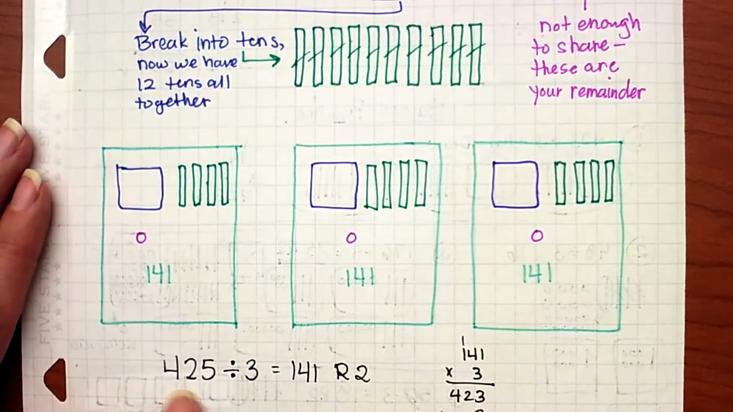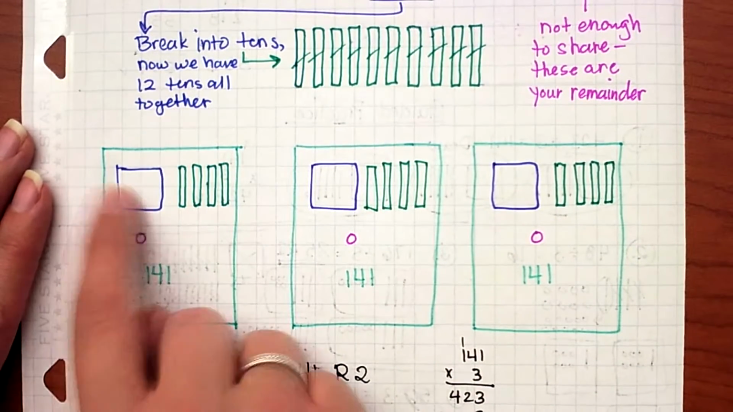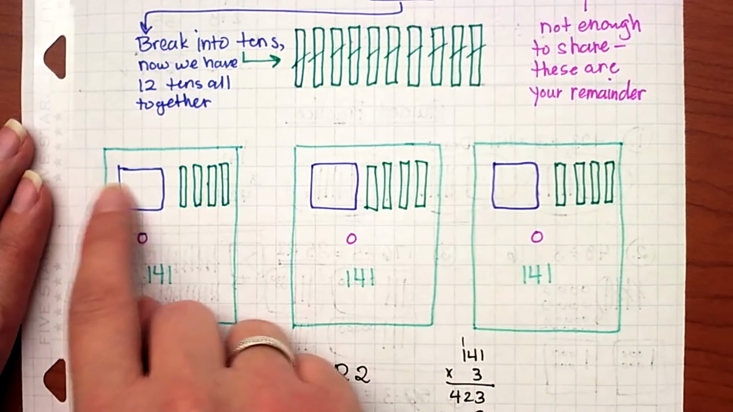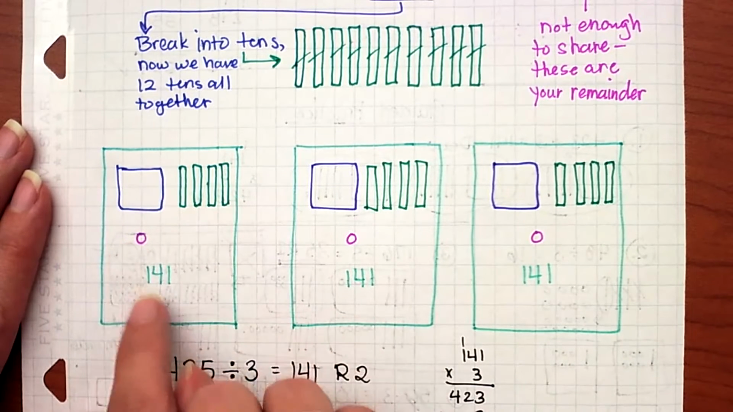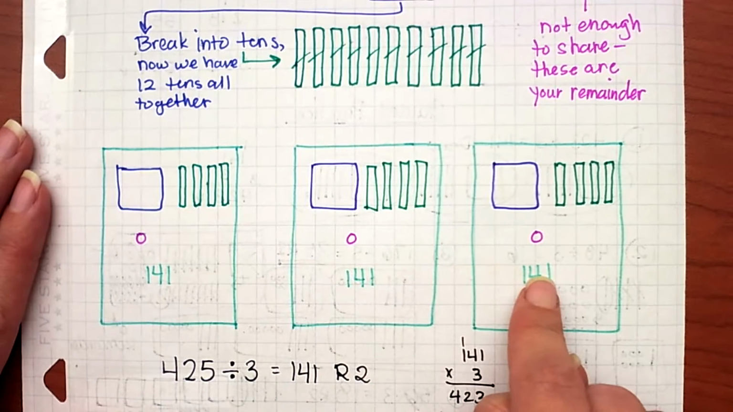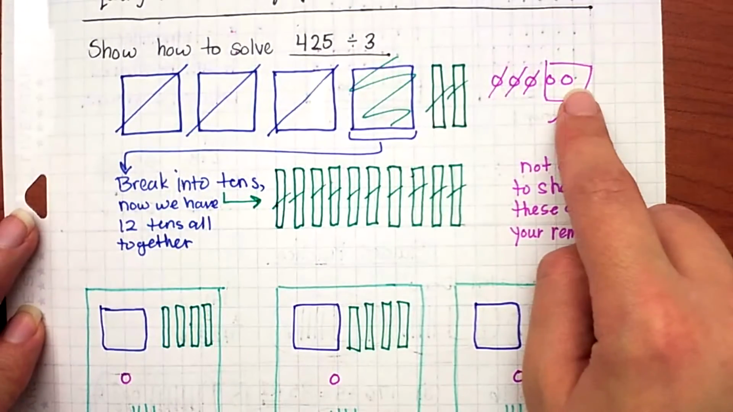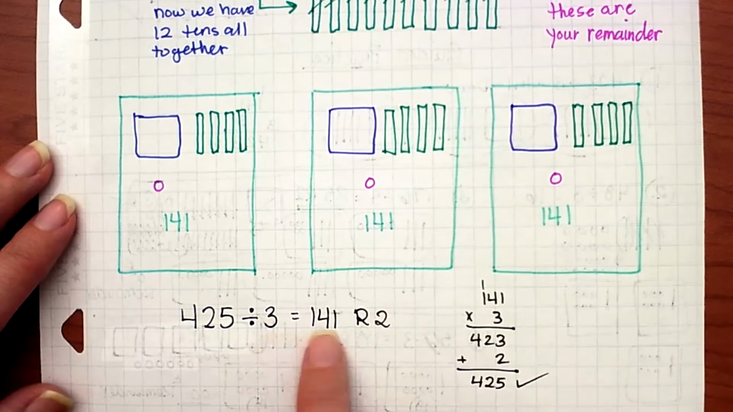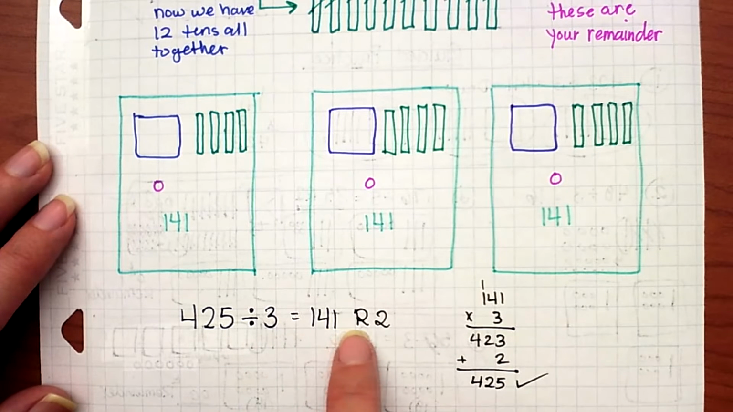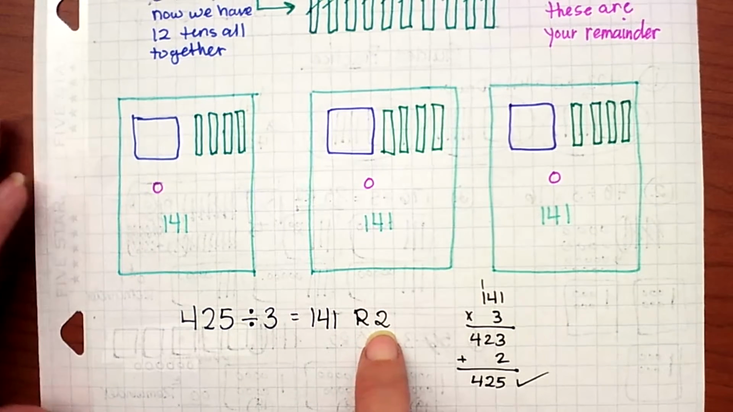Now I know that 425 divided by 3 is going to be however much I have in each group. So 100 plus 40 plus 1. Each one of my groups has 141 in it, with a remainder of these two that I wasn't able to share equally. So 425 divided by 3 was equal to 141 with a remainder of 2.